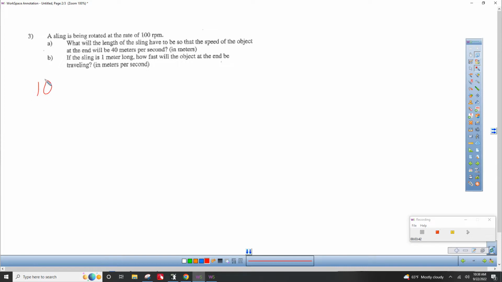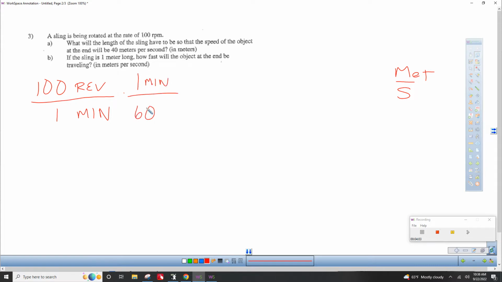So, we're going 100 revolutions per minute, and we want to know how fast is that in meters per second. Okay, we can do that. So let's get rid of minutes. 1 minute has 60 seconds. So now we're in seconds. Now let's get revolutions into meters. Okay, well, 1 revolution goes 2 times pi times the radius. Well, our radius is 1, and that's how many meters it goes in each revolution. And now that's going to end us with meters per second.